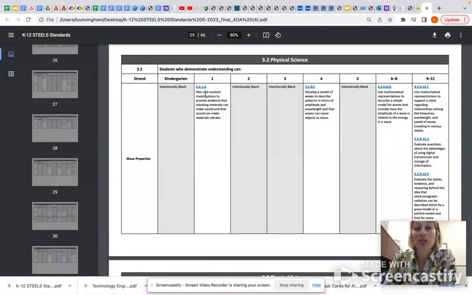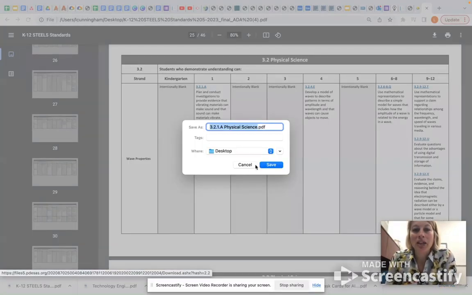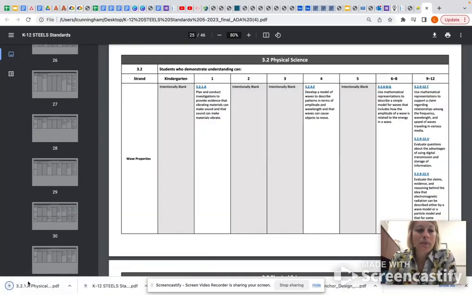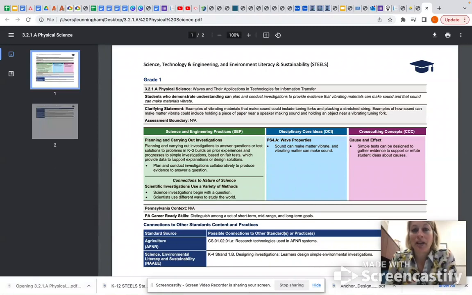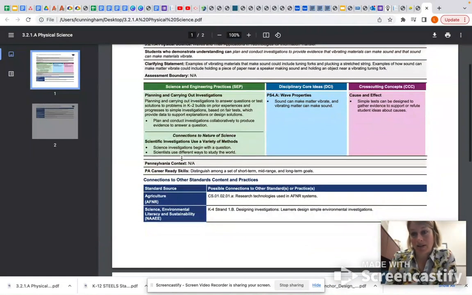So if I'm interested in learning more information about this standard and seeing some more guidance on this standard, maybe I'm looking at it and I'm thinking, I remember that every standard has the 3-dimensionality of the standard in it. I don't really know maybe what that looks like for this standard. I can click on the hyperlink here. It will download for me and I can open it up and I see a foundation box document.